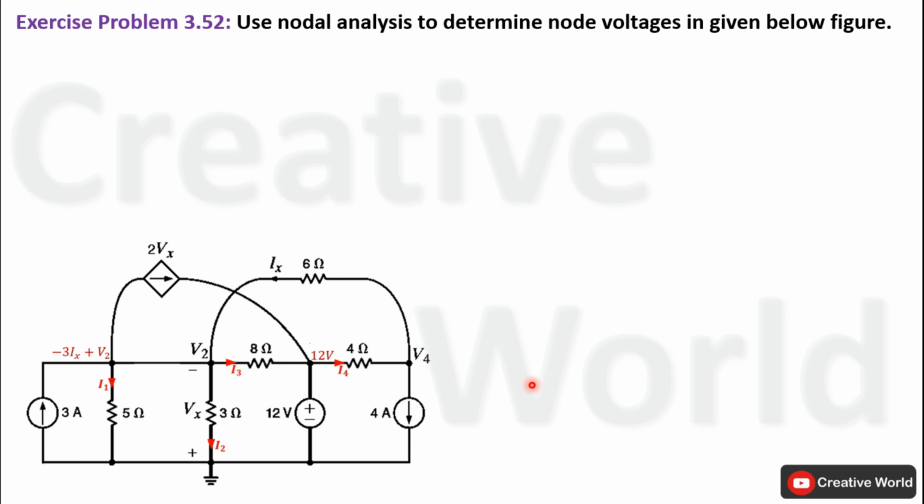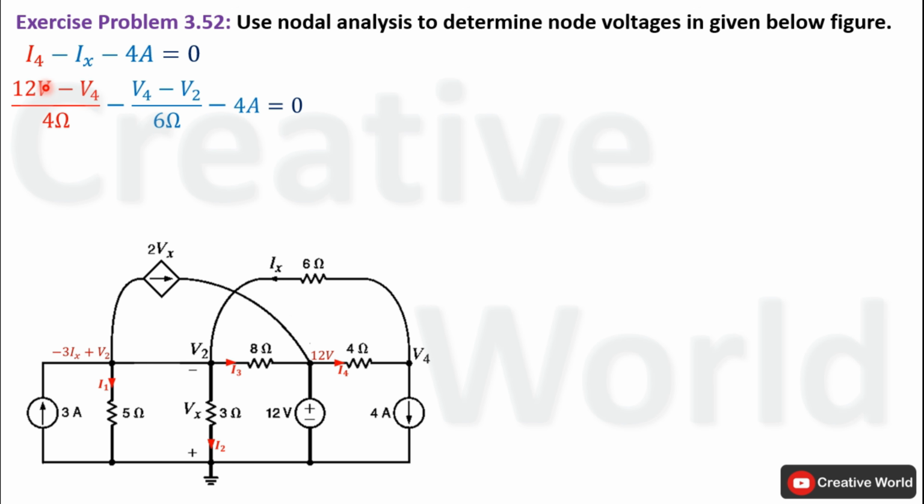Now we will apply Kirchhoff's current law on this node. On this node, one current is entering, I4, while leaving currents are Ix and 4 ampere. Replace these currents with their respective equations. Solve this equation. In order to omit all denominator values, we will multiply this equation on both sides with 24 ohm. Product of 24 ohm and 4 ohm in denominator will cancel out with each other. 6 will be left and that 6 will multiply with the numerator values.